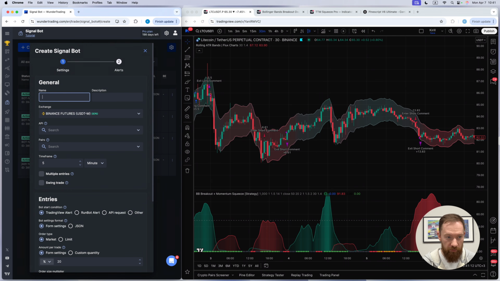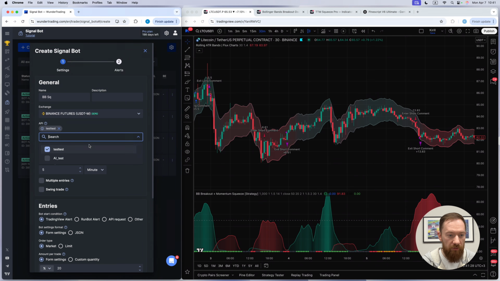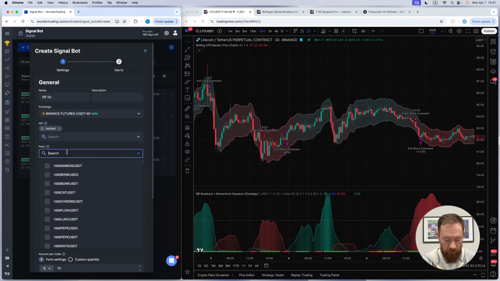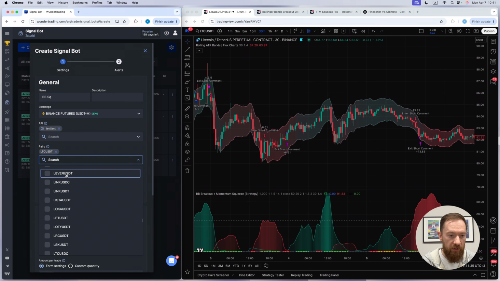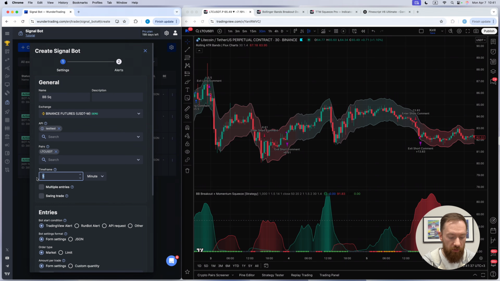For example, this will be Bollinger Band Squeeze, and then select the demo account or your current account the way you prefer. And I will strongly encourage you to use the demo for all the testing to see how it works. And then select the API for it. We're gonna trade with the LTC USDT pair, and this will be on a 30-minute time frame.